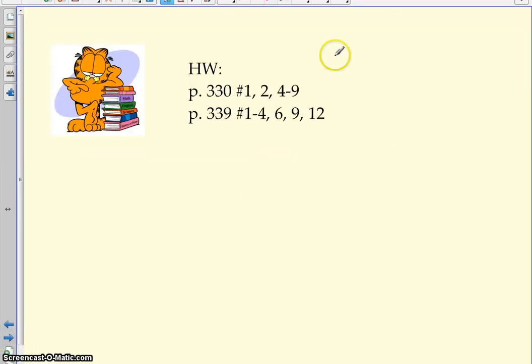Okay, so that's all for this one. There's some homework there to help you get used to using these definitions. And next we're going to start looking more in depth at sin x and cosine x, those graphs and those transformations. Okay, cheers.